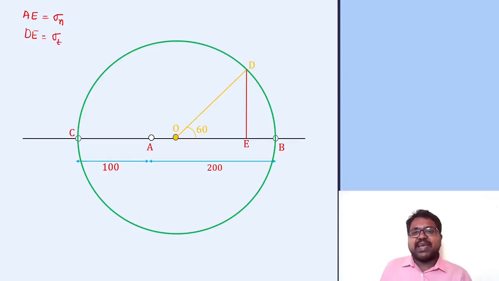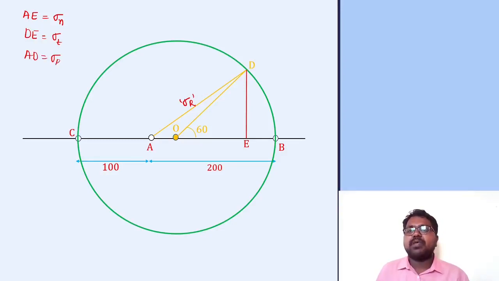So the oblique plane, which is making an angle of 60 degrees, the normal and tangential stresses acting on this plane, the magnitude of that normal and tangential stresses will be equal to AE and ED. Then if we join the line AD, the line AD is our resultant stress sigma R. Magnitude of resultant stress sigma R will be equal to AD. And then the angle DAE is our angle of obliquity.